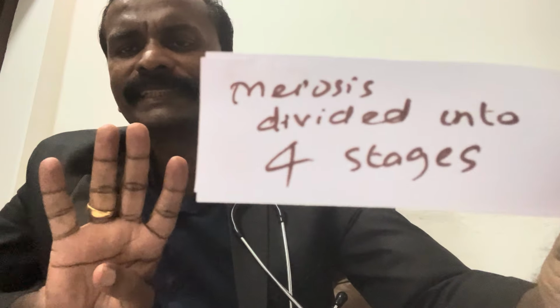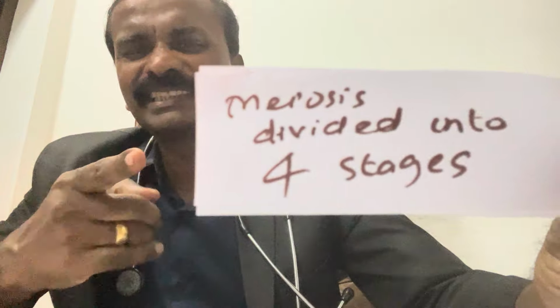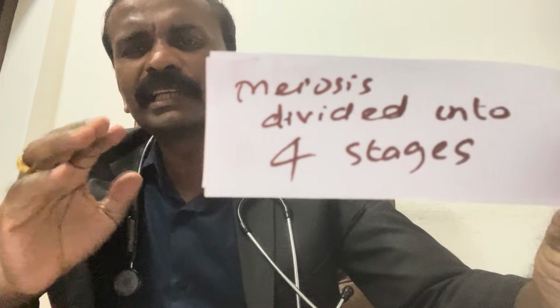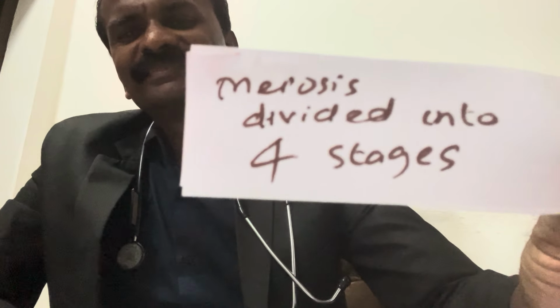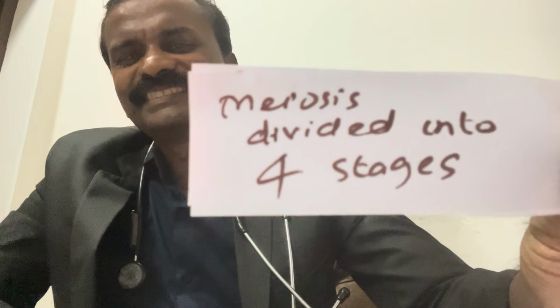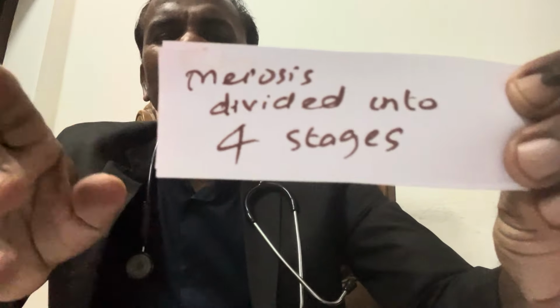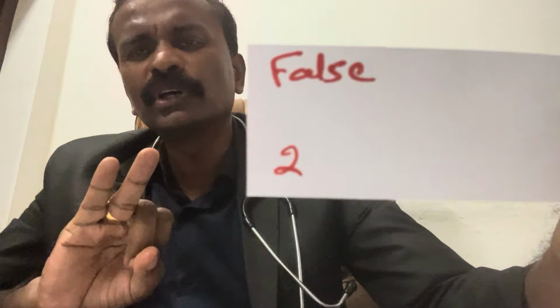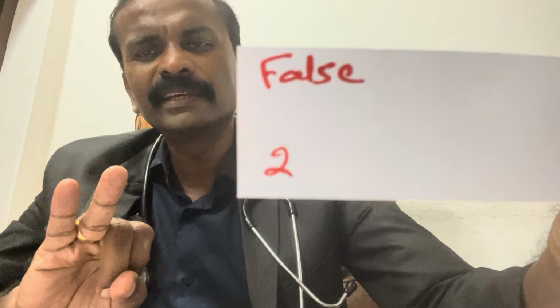Meiosis has 4 stages. True or false? You might think these are very silly questions. In the examination hall you will get confused. That is why I am keeping this question. I want you to get 720 out of 720. Meiosis has 4 stages. True or false? False. Only 2, no? Meiosis 1 and meiosis 2. Okay? Right.